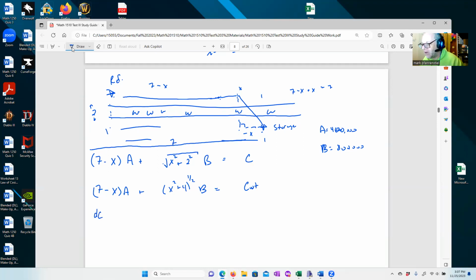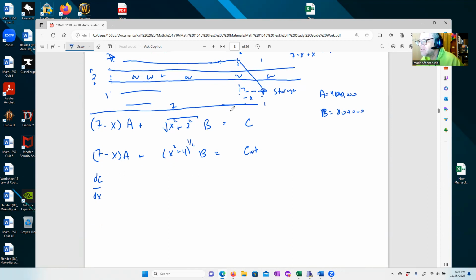At this point we need the derivative of cost with respect to x, because we're going to try to minimize or maximize this. That's the name of the game here. We take the derivative of this piece first: the derivative of x times a is just negative a. Plus, now we have to take this derivative. We get 1/2 times x squared plus 4 to the negative 1/2, times the chain rule, so times 2x, times b. We're setting this equal to 0 to see what happens here.